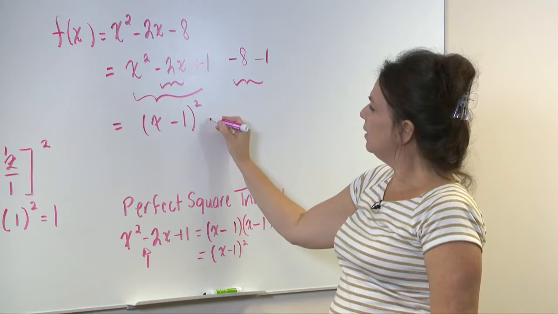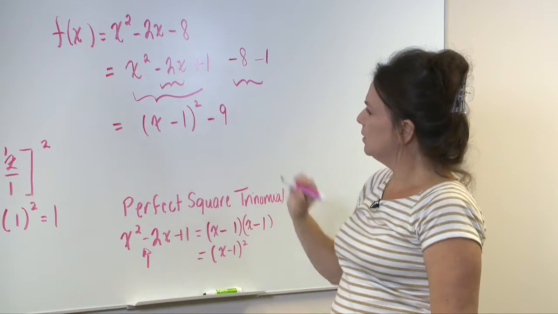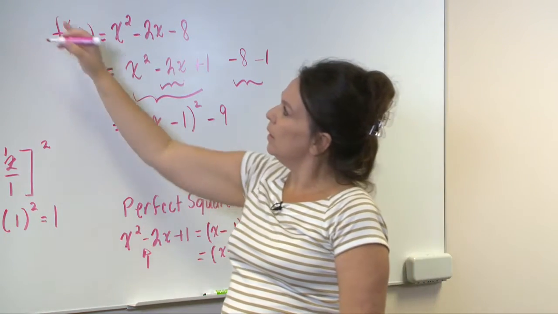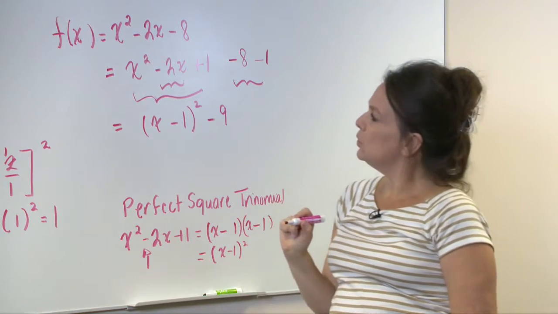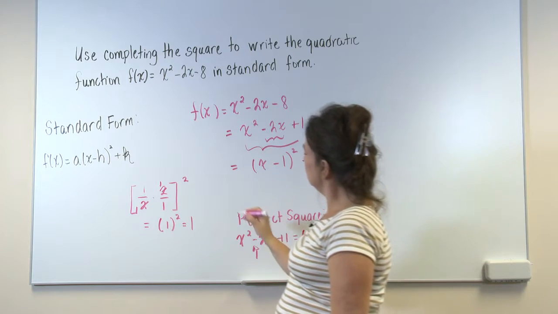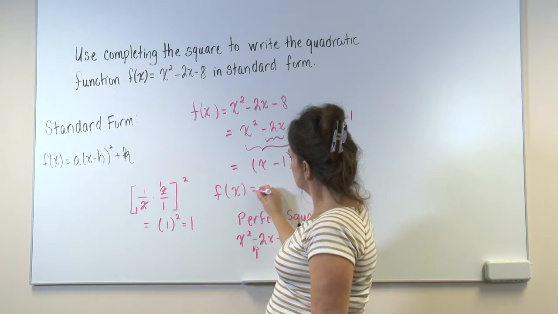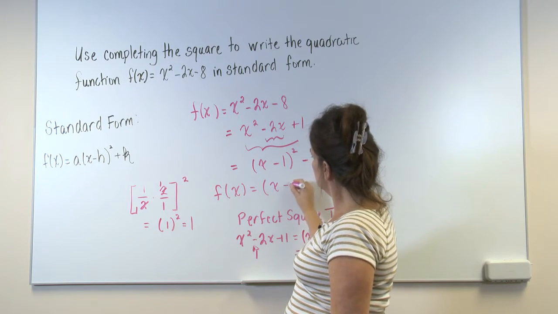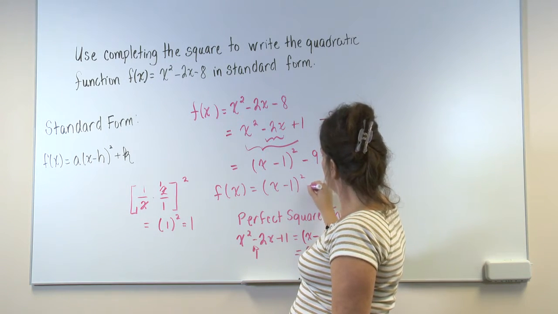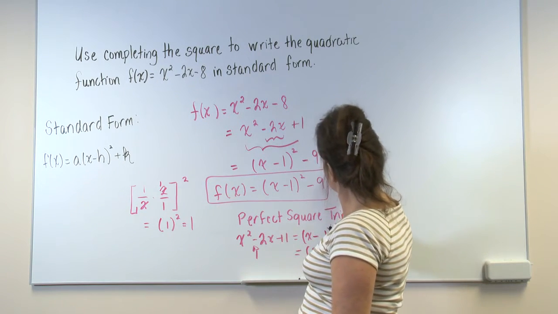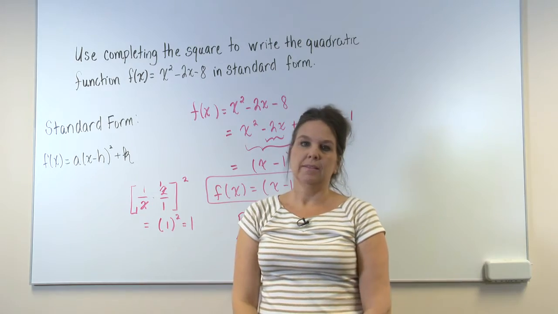These two numbers here, I will combine. A negative 8 and a negative 1 will give us a negative 9. And so the quadratic function x squared minus 2x minus 8 in standard form is f of x is equal to x minus 1 squared minus 9. And this is the function in standard form.